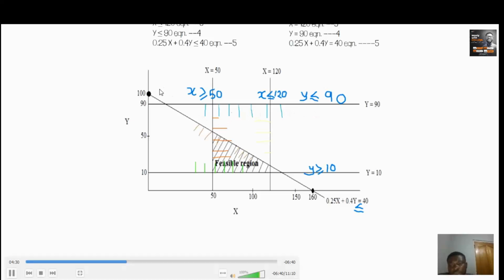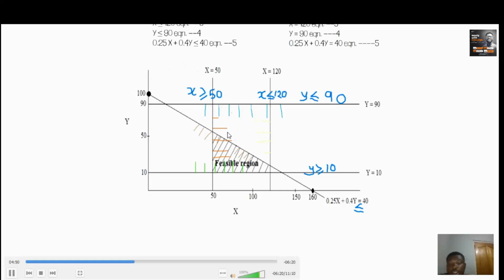But let's focus on the equation 5. With the equation 5, we had both 2 points, that is for x and y. So the x we had 160, then for y we had 100. So we plot our point, then we draw a line to join the 2 points.